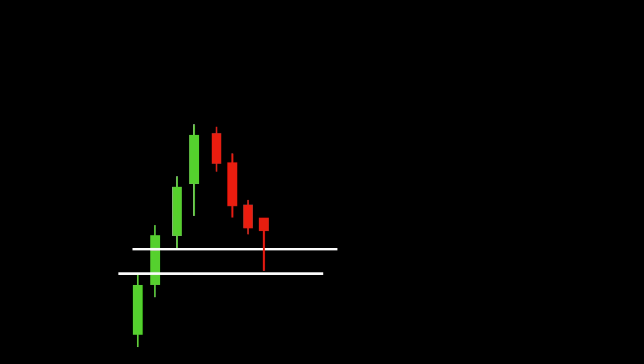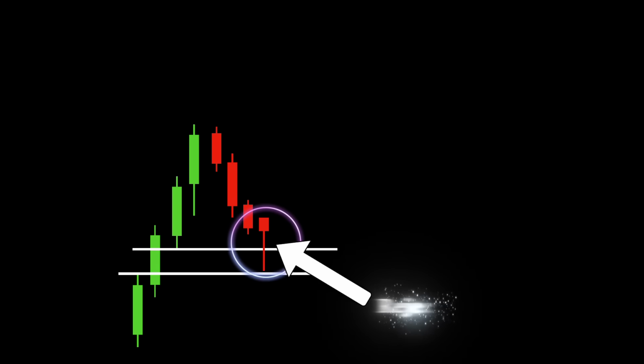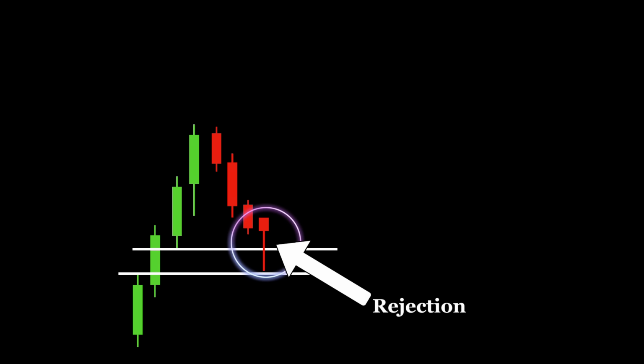So you wait for price to pull back into the zone. But don't rush in yet. You need to see a clear rejection. That rejection tells you the zone is respected, the market recognizes it, and smart money is stepping back in. That's your signal, that's your entry.